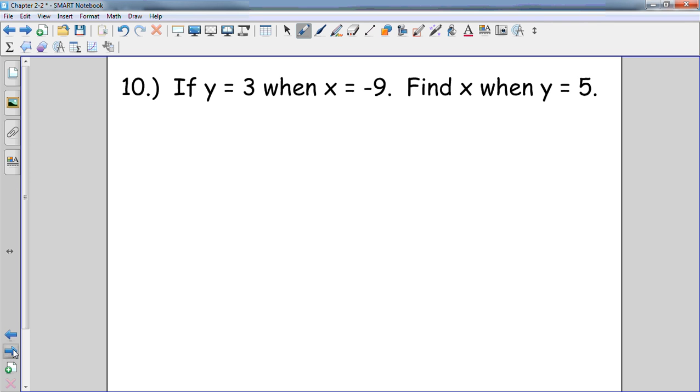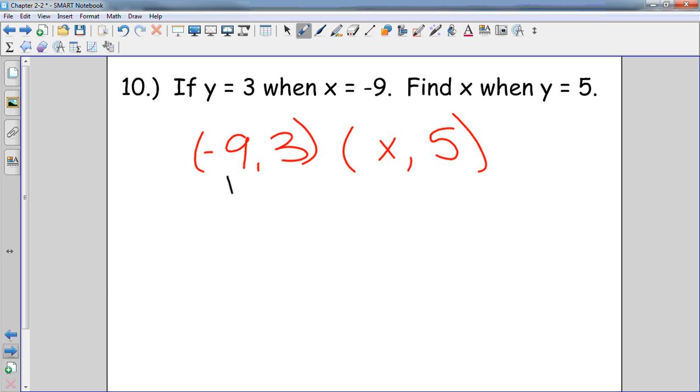What about this? If y equals 3 when x equals negative 9, find x when y equals 5. Well, what are my 2 points? Negative 9, 3 is 1. What's my other one? It's x, 5, right? Because I don't know what x is. It says find x, so I need to find x. So how do I set up my proportion? I label this x1, y1, x2, y2.